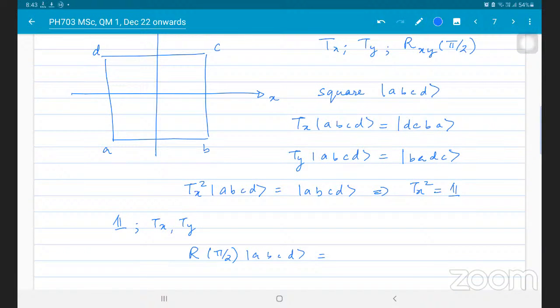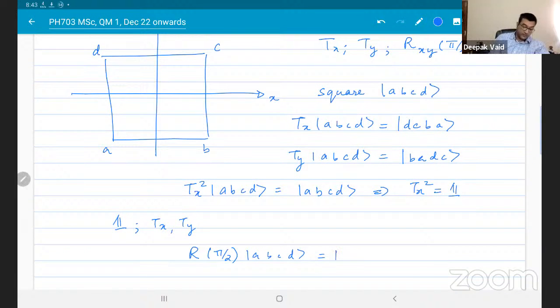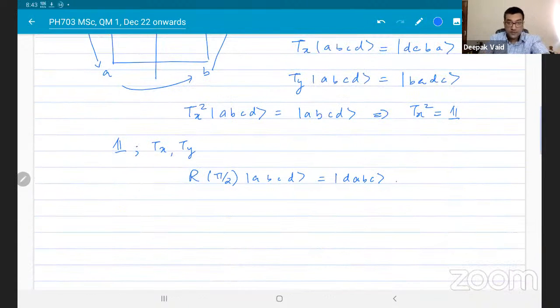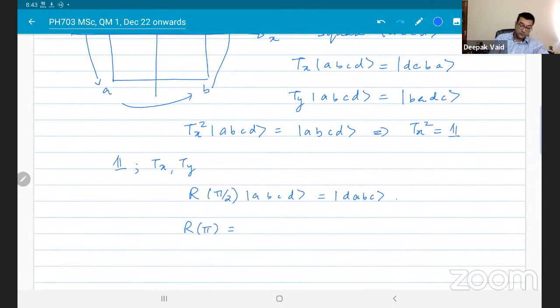DABC. Exactly. So what will happen? D will go to A, A will go to B, B will go to C, C will go to D. So you get D, A, B, C, right? And similarly, one can see that you can rotate by pi. If you rotate by pi, you'll get one more. Starting from A, B, C, D, you will get C, D, A, B, like this, right?